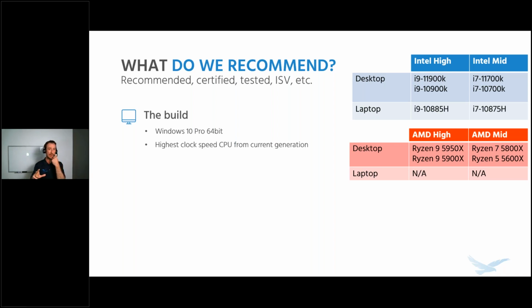And then from AMD, you've got the Ryzen 9 series 5950X, Ryzen 9 5900X on the high end, and then on the mid range, you've got the 5800 and 5600X. And then for laptops, I don't have anything listed there. It's not that they don't have chips out there, it's just that there's not a single laptop on the SolidWorks hardware certification that has an AMD laptop posted. So it's just not fair to talk about them until they start showing up on the SolidWorks certification site for the laptops specifically.